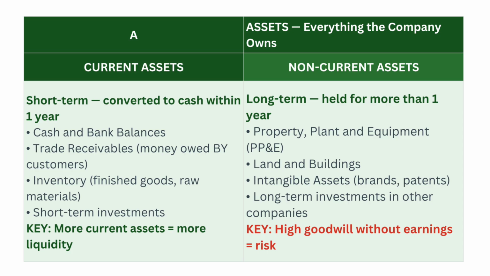Section number 1, A, assets: everything the company owns. Current assets, short term, convertible to cash within 1 year: cash and bank balances, trade receivables, money owed by the customers, inventory, finished goods, raw materials, short-term investments. Key: more current assets means more liquidity. Non-current assets, long term, held for more than 1 year: property, plant and equipment, land and buildings. Intangible assets, brands and patents, long-term investment in other companies. The key: high goodwill without earnings is risky.